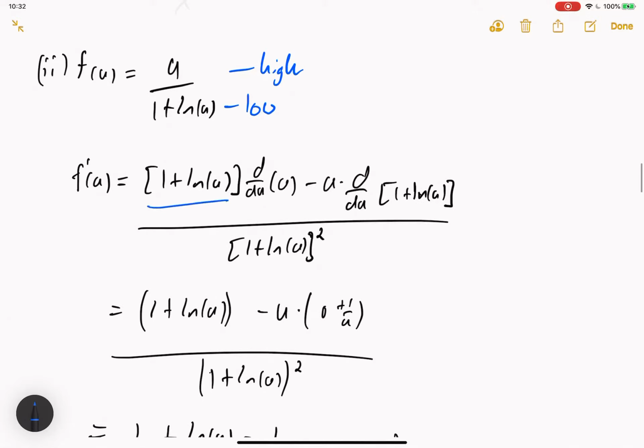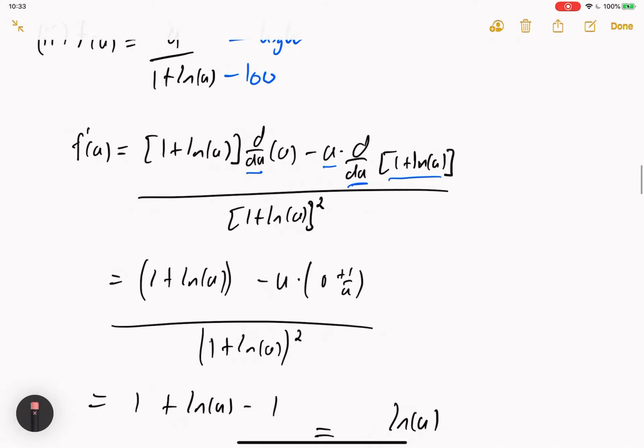So it's going to be low, so 1 plus ln of u, d high, so d of du of high, which is u, minus high, so minus u, d of du of low, so 1 plus ln of u. Then all over low squared.